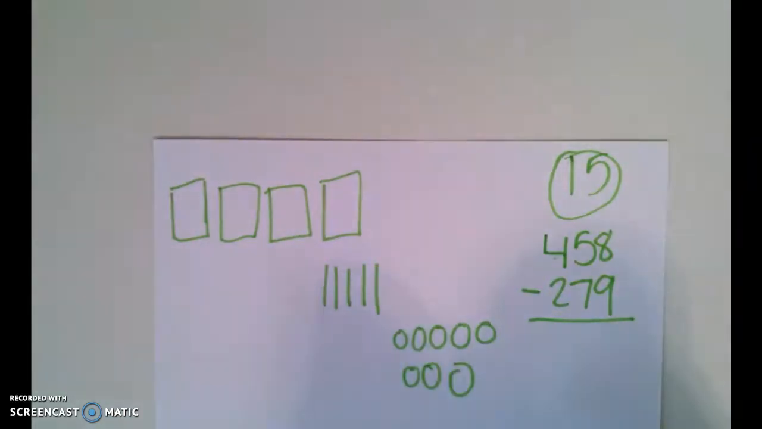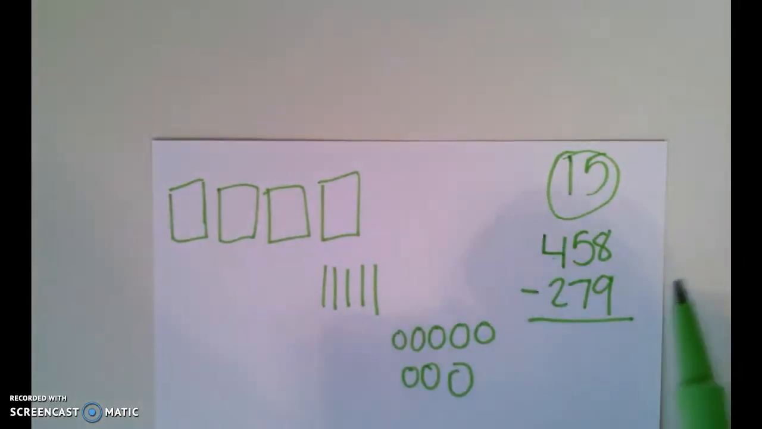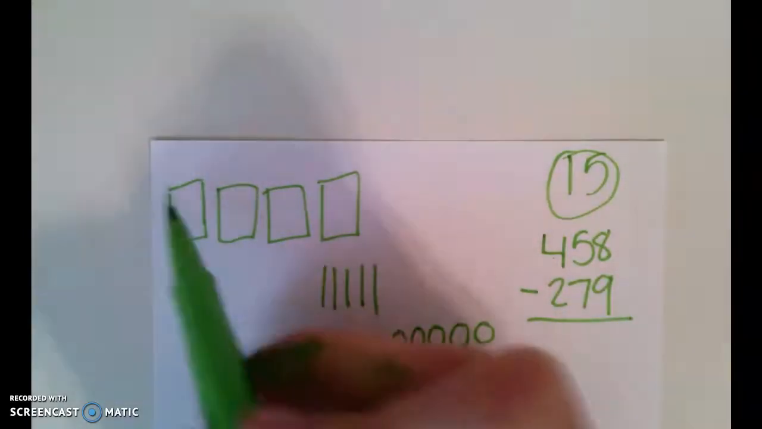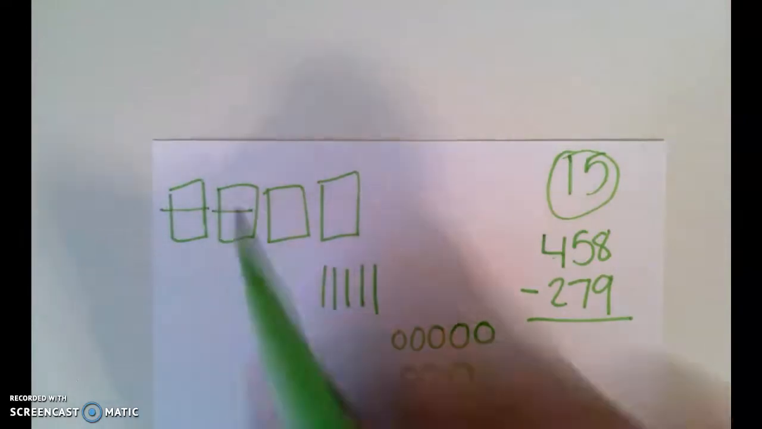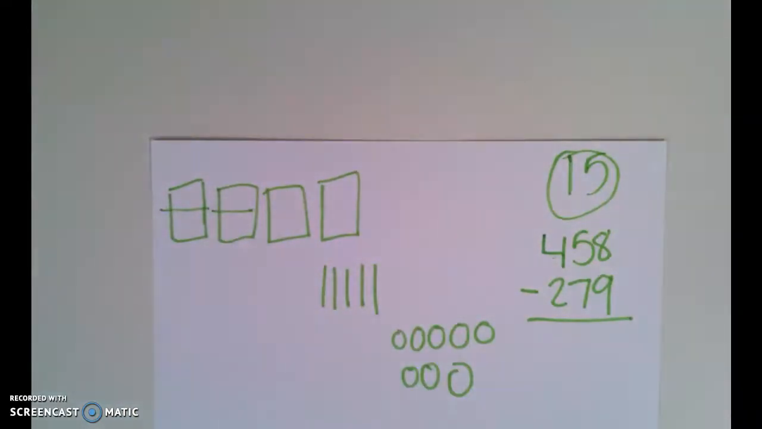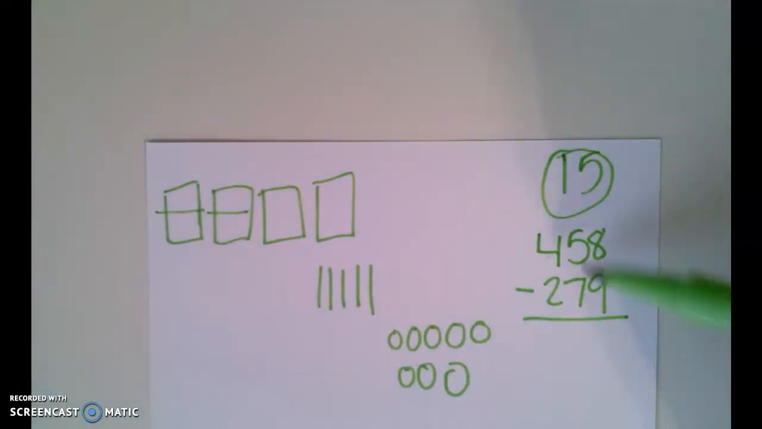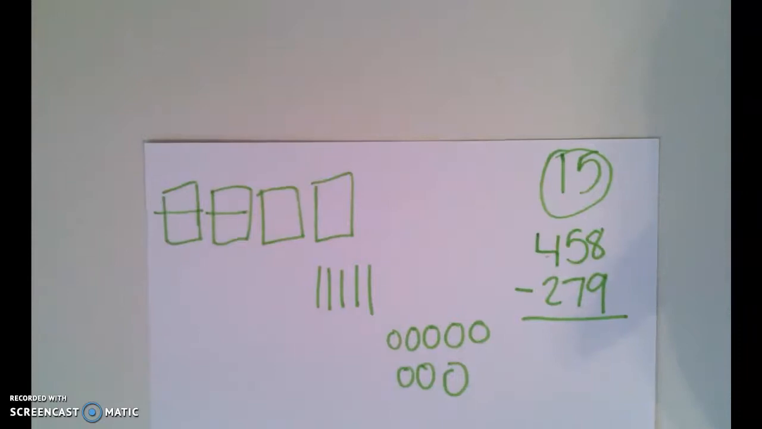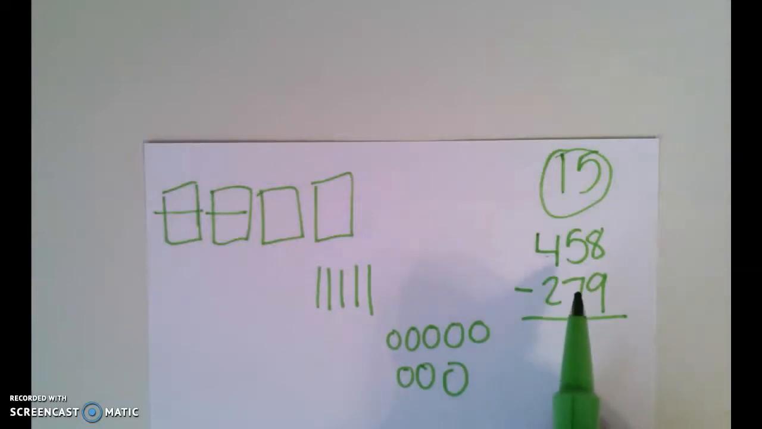Okay, so I need to take away 279. So I can take away 200. Now, do I have enough tens to take 7 from 5? I do not. I need more tens before I can move on. I only have 5 tens, but I need to take away 7 tens.